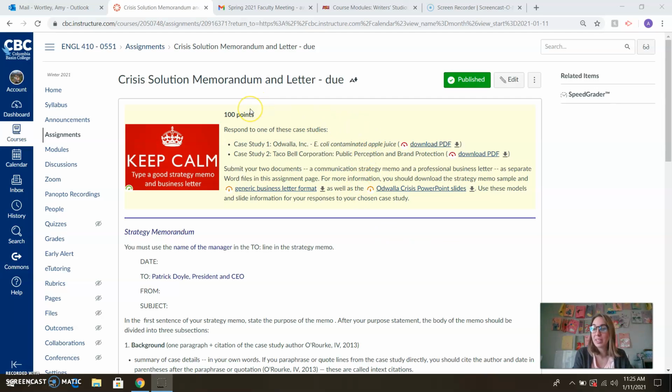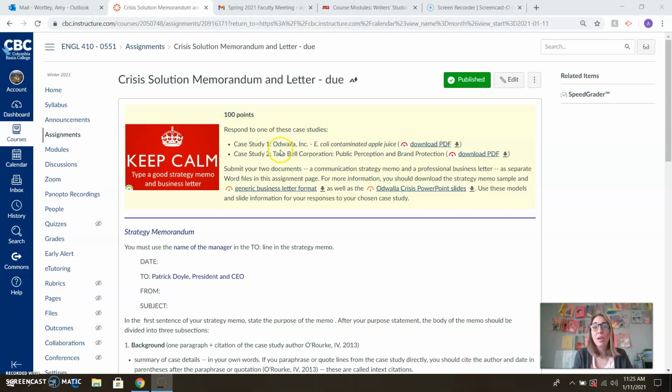This is a 100-point assignment, so definitely worth investing a little time in. You are going to be responding to one of these case studies. We have two to choose from. You have seen these case studies before, earlier this week, as a part of our discussions, as we talked about memos and their different components, and then business letters and their different components.